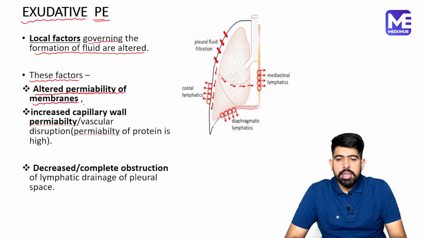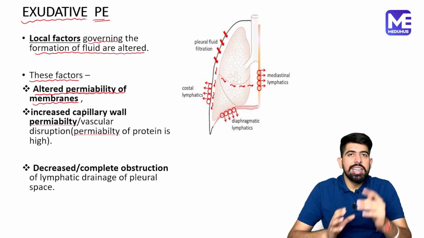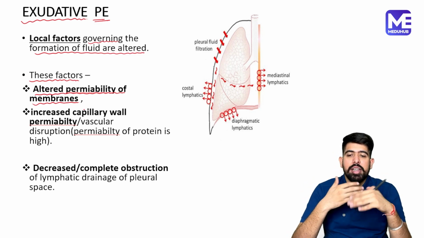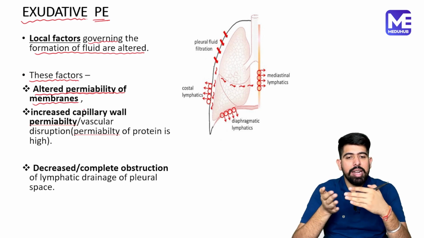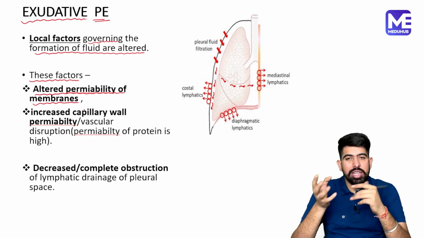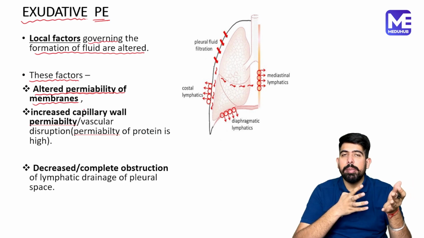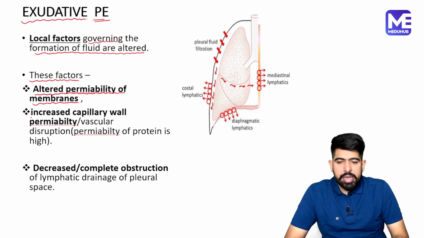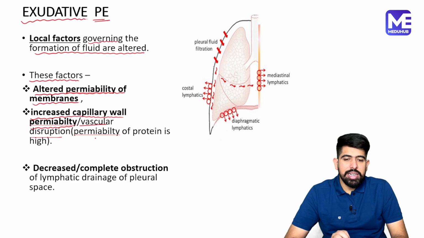As you know already, permeability means whether the membrane is water permeable or not. So if the permeability of this pleural membrane, the parietal pleura, is changed, more and more fluid will come into our pleural space, right? Or maybe there is an increase in capillary wall permeability. As you already know, this is known as vascular disruption, right?